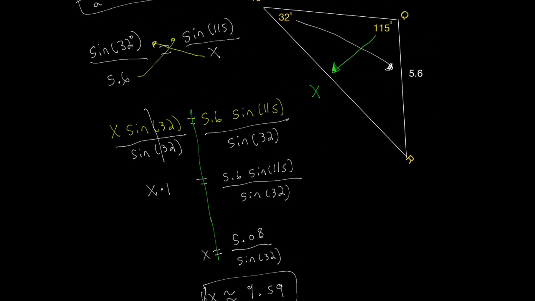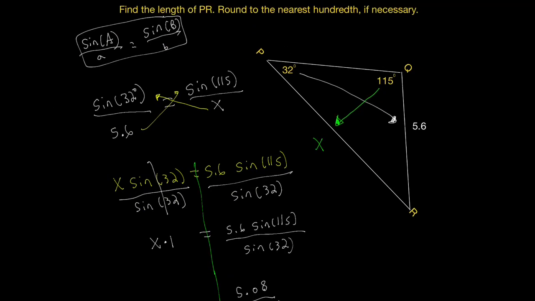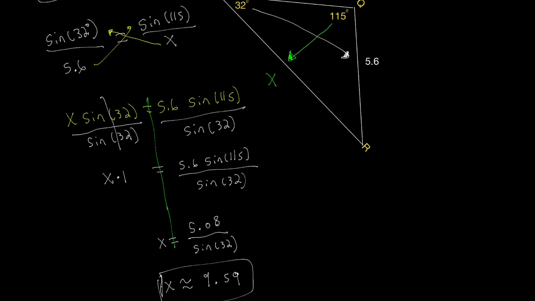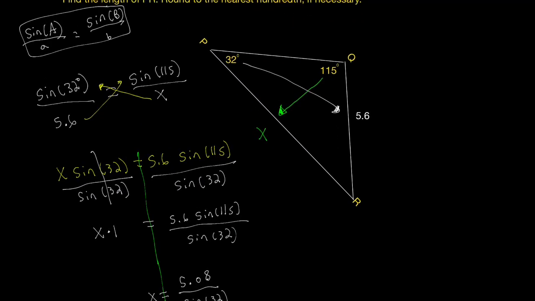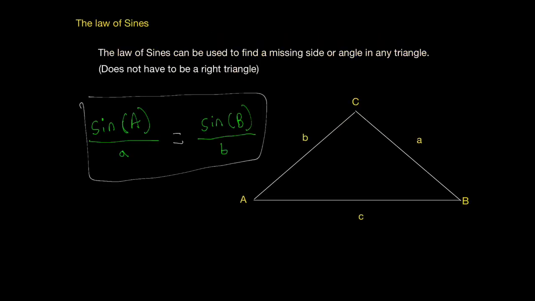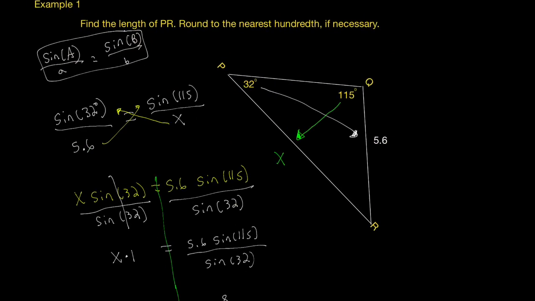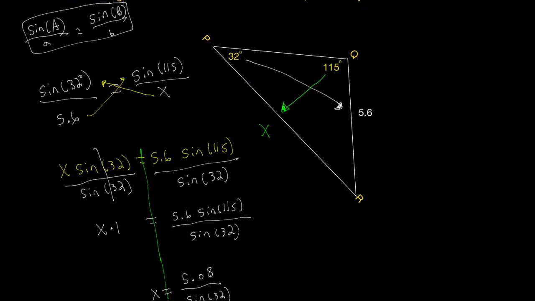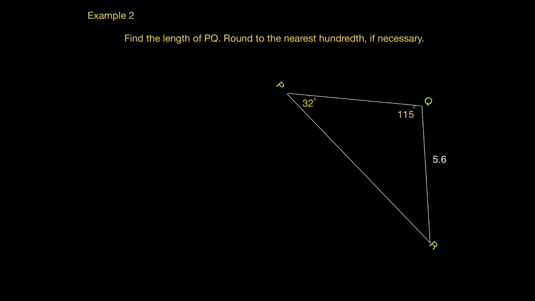So the formula is pretty nice. It's very easy to use. So let's try it on one more problem. So let's take the same triangle here. But this time we're going to solve for length PQ. We already solved for PR. So let's solve for this part right there. So let's call this part Y.